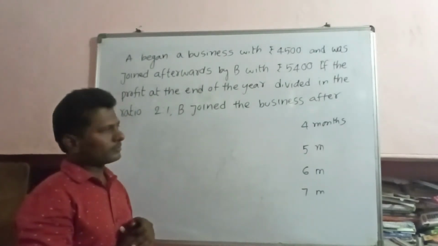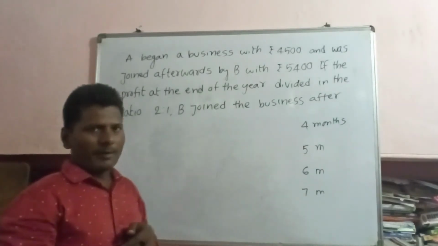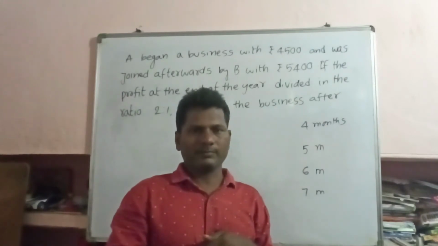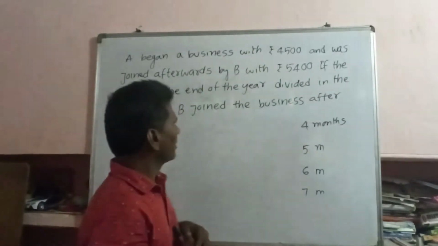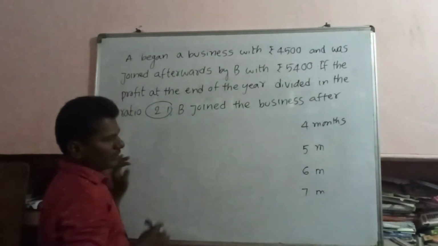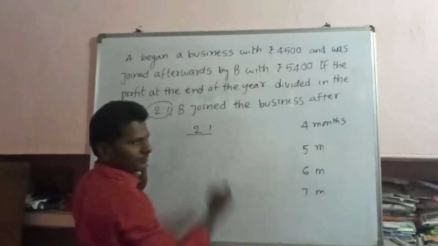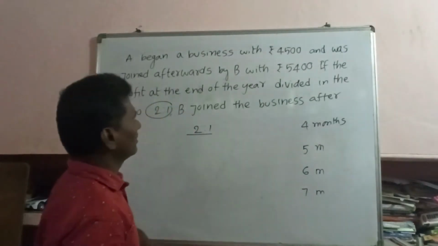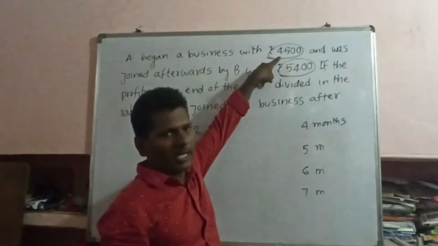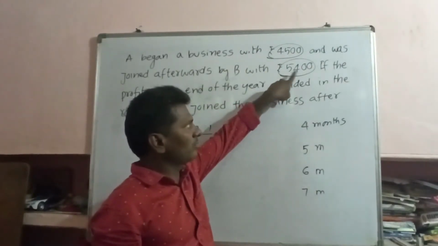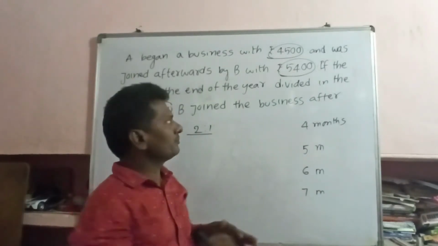That is the question. To solve this question, use one technique: profit first, anything next. So first write profits. Here the given ratio of profits is 2:1. Next means investments. Here A's investment is 4500, and B's investment is 5400. Cancel them and write in simplest form.